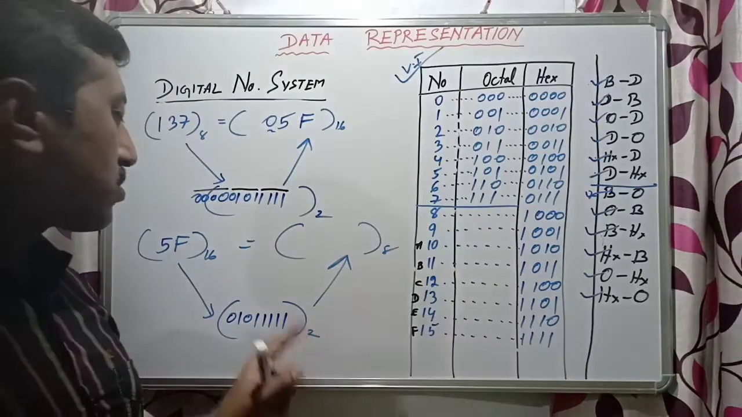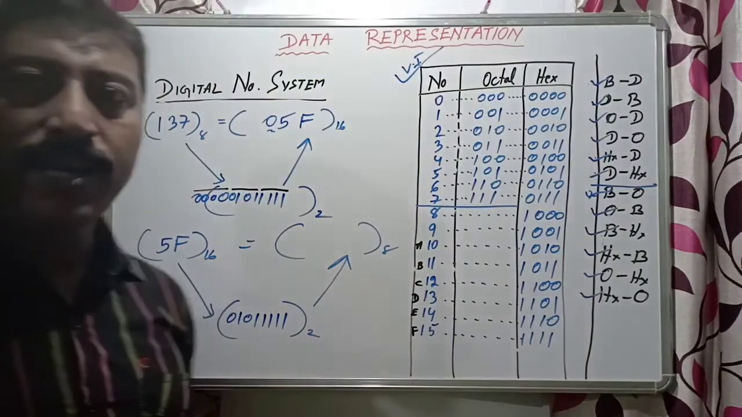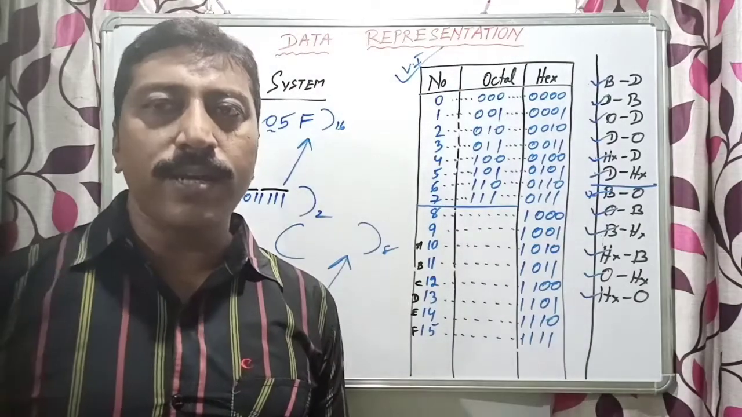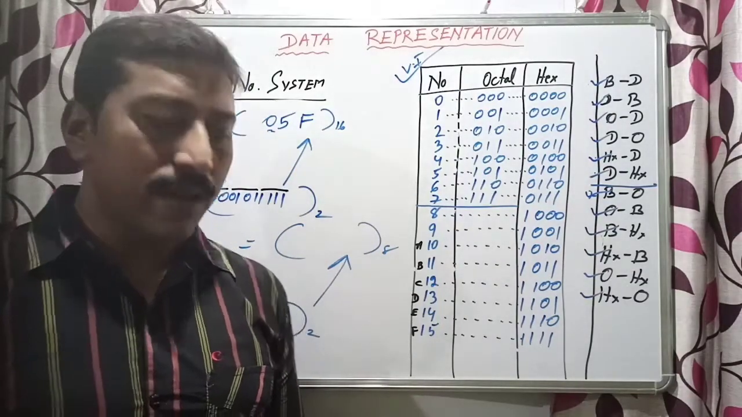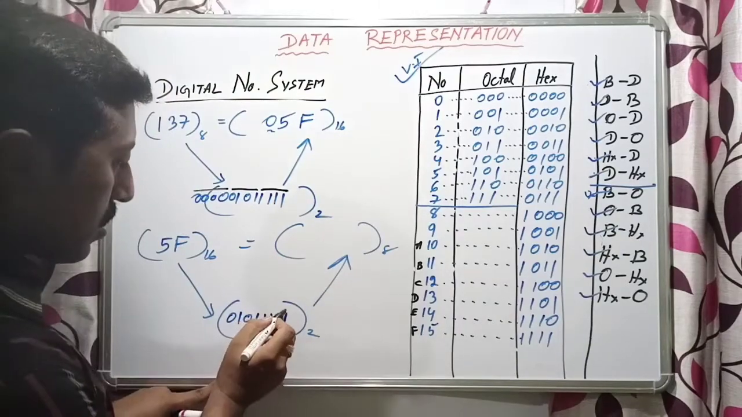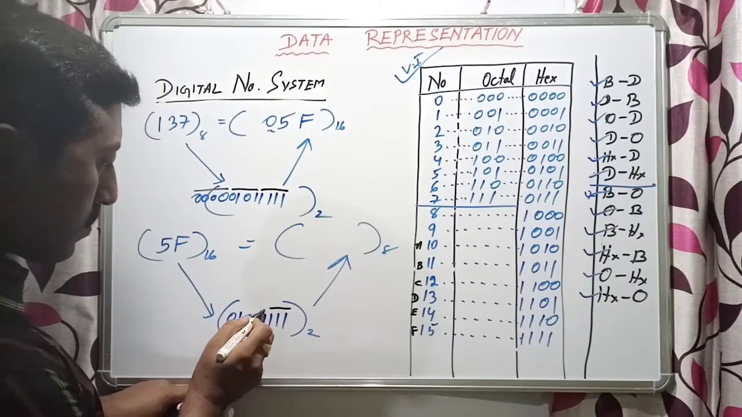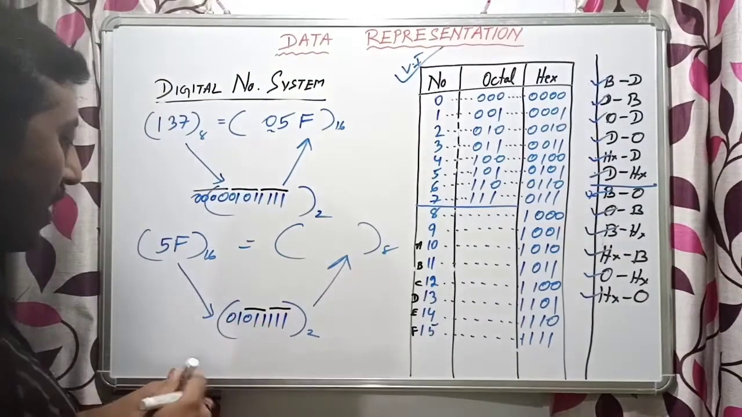Now we have already converted hexadecimal to binary form. Now we convert binary to octal by the grouping method. Grouping means how many bits? 3 bits in one group. So we'll group it from the right side. This is one group, this is another one. So one more bit is required.